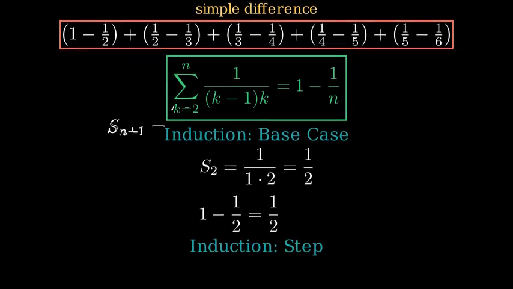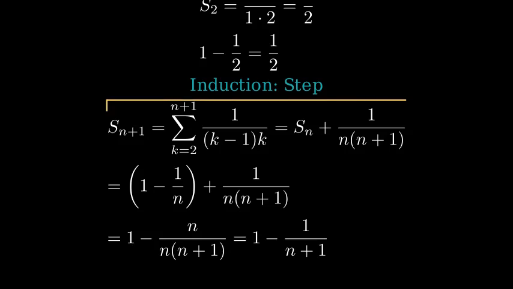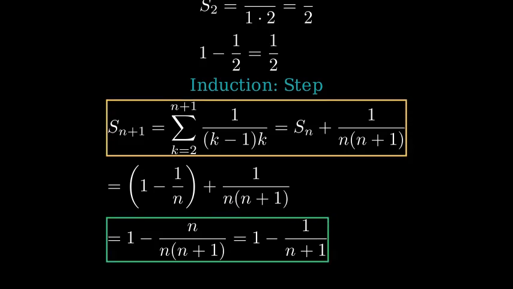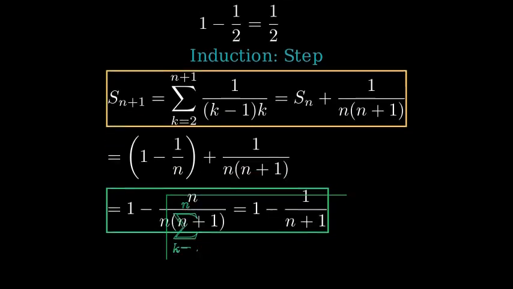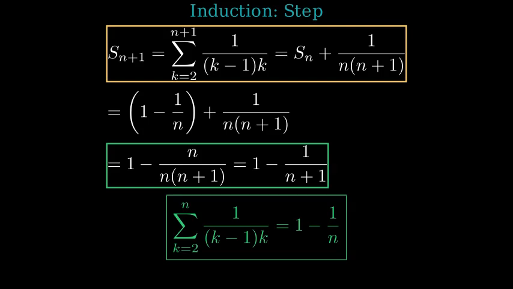For the inductive step, assume S sub n equals 1 minus 1 over n for some n at least 2. Consider S sub n plus 1. That is S sub n plus 1 over n times n plus 1. Substitute the inductive hypothesis and then combine the fractions. You will get 1 minus 1 over n plus 1. Thus the formula holds for n plus 1, completing the induction. Therefore, for every n at least 2, the closed form is S sub n equals 1 minus 1 over n.